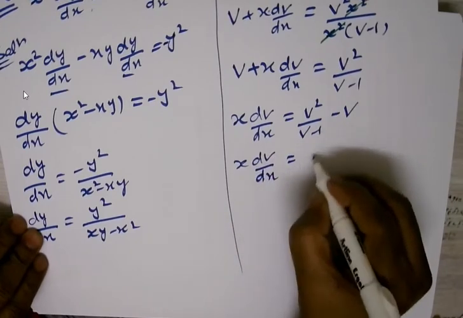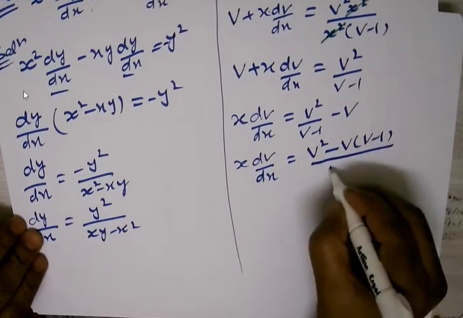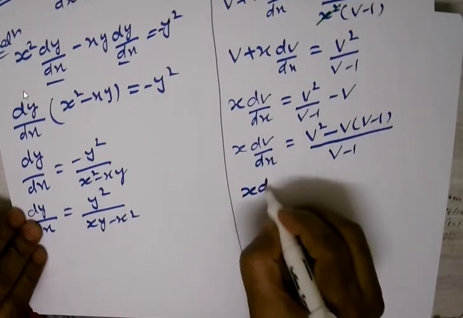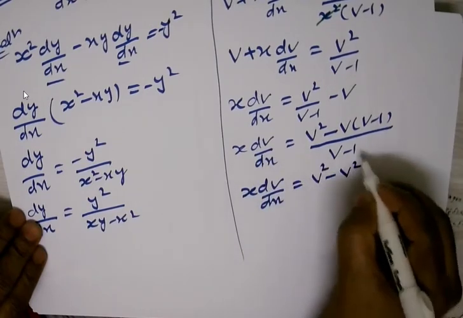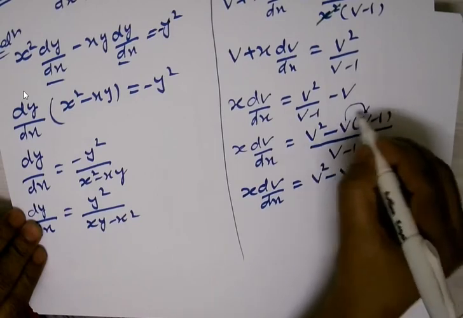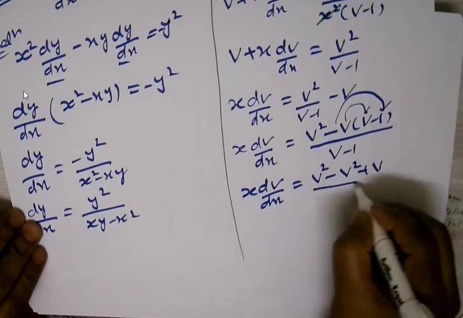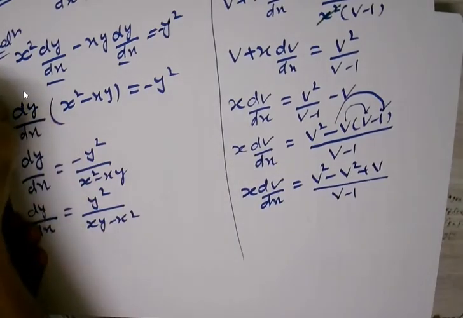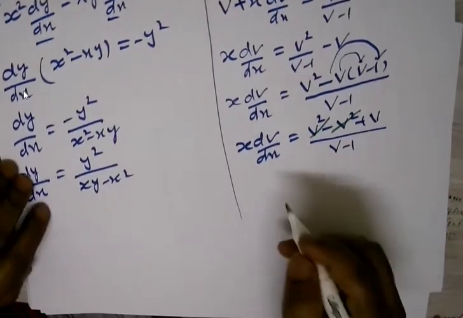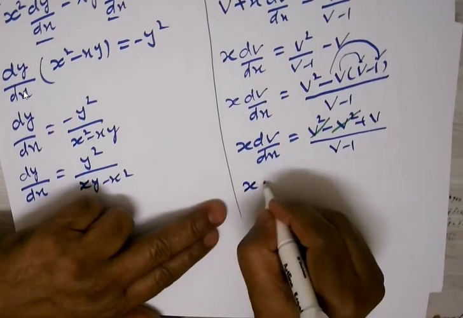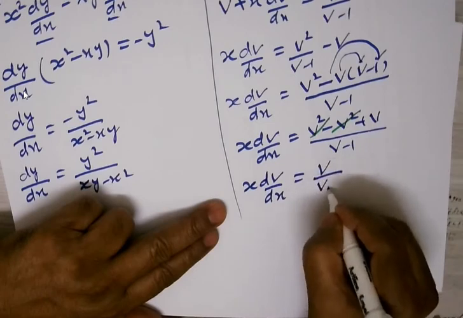Now use simple algebra. So (v squared minus v times (v minus 1)) divided by v minus 1. Again simplify, we can write x dv/dx is equal to v squared minus v squared, multiply this by this one and this by this one. So minus v squared plus v, divided by v minus 1. Now we can cancel this and this. If you cancel these, what is the remaining part? The remaining part is x dv/dx is equal to v divided by v minus 1.